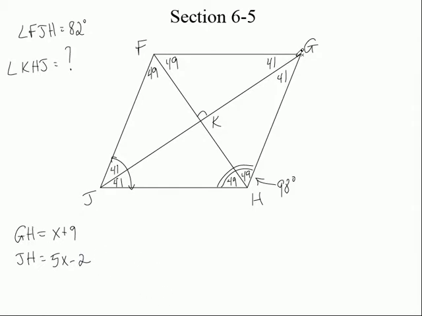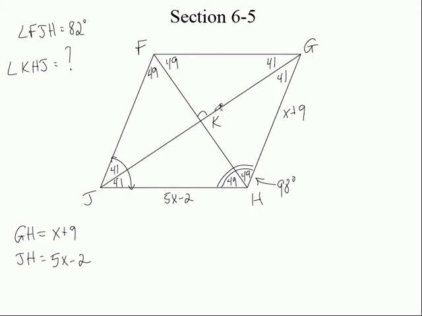GH is this one right here, and that's x plus 9. If you don't put a line segment over it, it means the length of the segment. So GH, if there's nothing over top of it, means the measure of that length right there. So that's x plus 9, and then JH is this bottom one, which is 5x minus 2. And it says solve for x. So how in the world are we going to solve for x here?